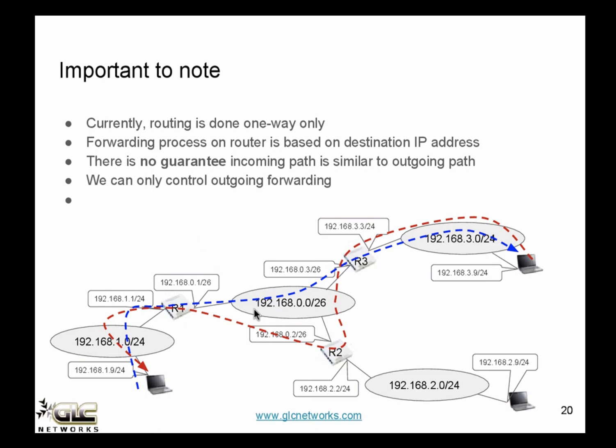Because we cannot control it. Every router can only control its own router. Therefore, we can only control outgoing forwarding. For incoming, we are just passive. We are just a passive network device that receives packets from somewhere. So we can only control the outgoing forwarding.